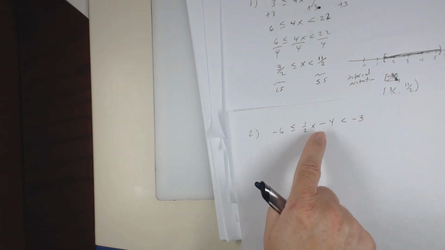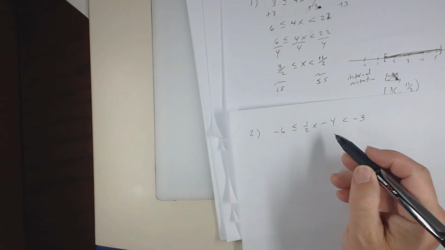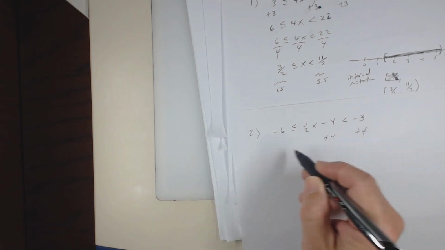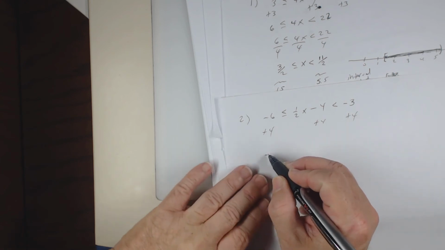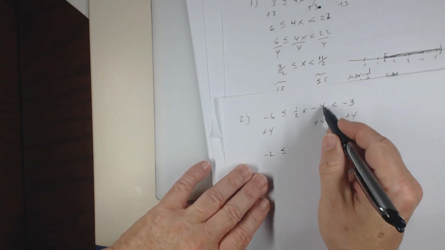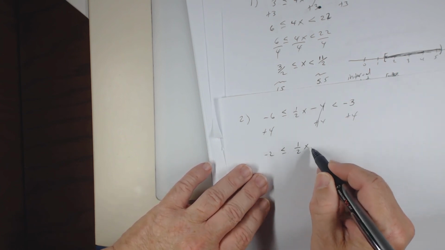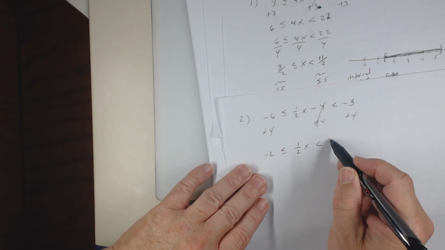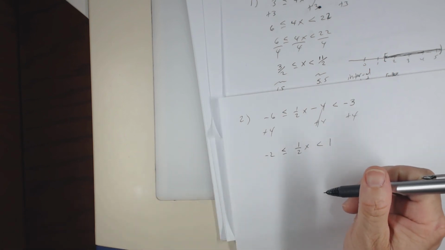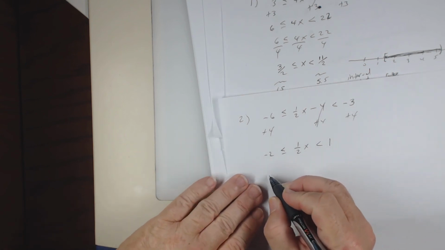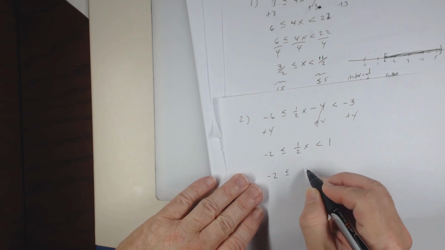So what I would do first is go ahead and add 4 to all parts. That's the most efficient way of doing it. Adding 4 to all parts. That's the most efficient way. And what's -6 plus 4? -2. It's less than or equal to, what's left in the middle? 1/2 x. Okay, it's less than, and what's on the other side? 1/2. Now multiply everything by what? 2. By 2, and now it becomes simpler.